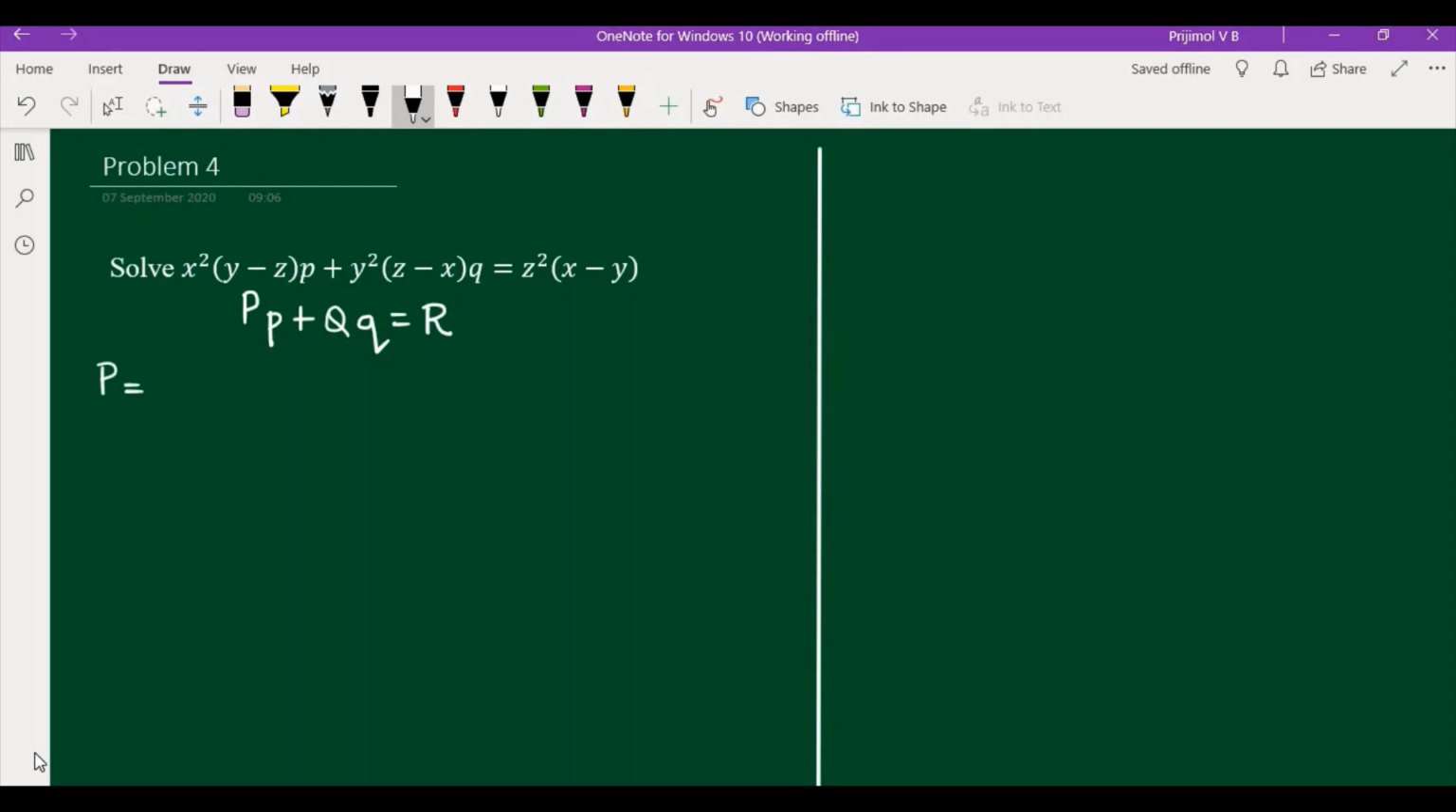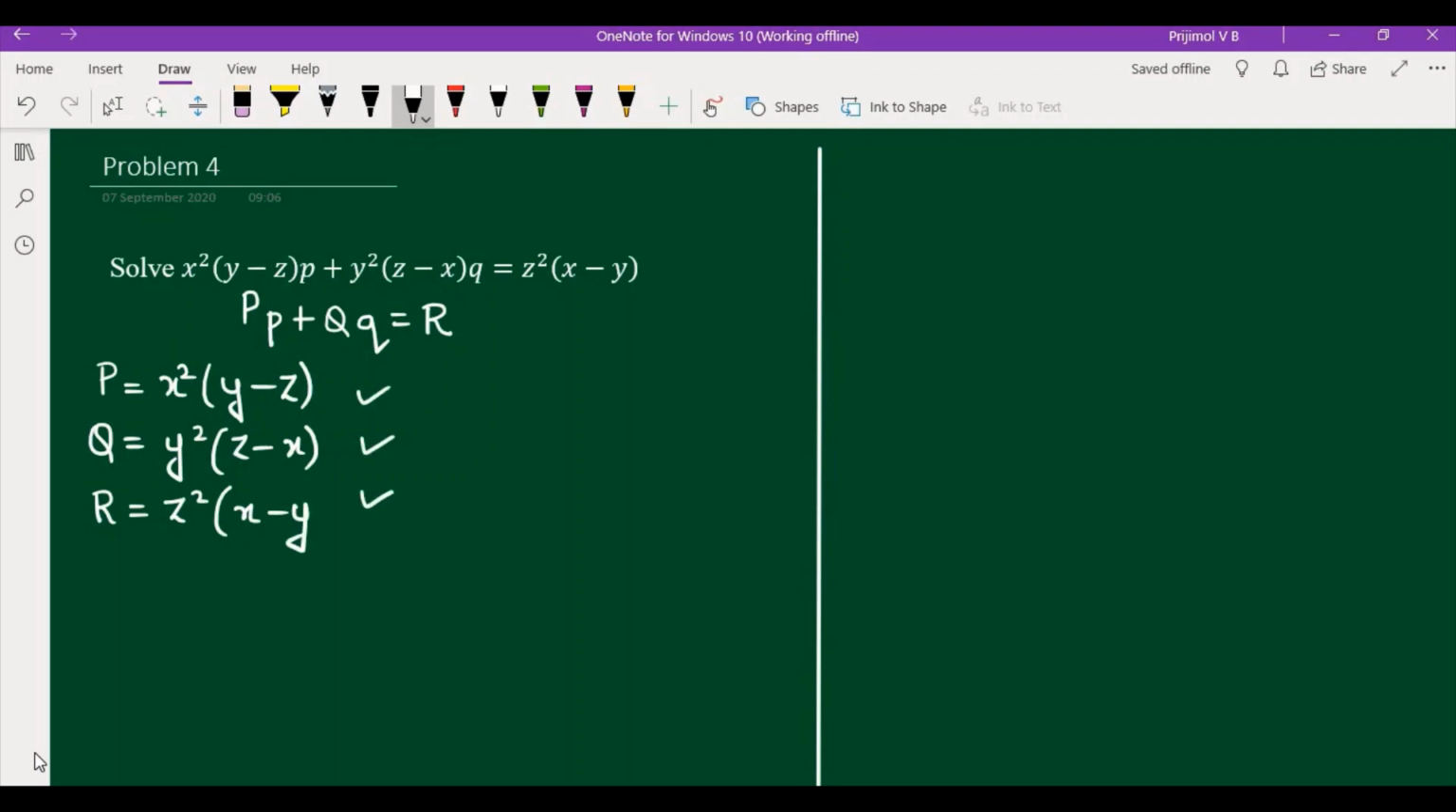Capital P is the coefficient of small p, x square into y minus z. Capital Q is the coefficient of small q, y square into z minus x. And capital R is the right hand side, z square into x minus y, where capital P, Q, R are the functions of x, y, z.